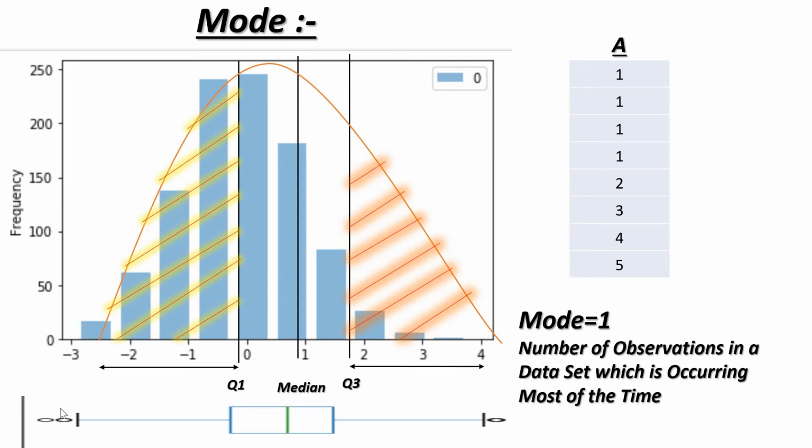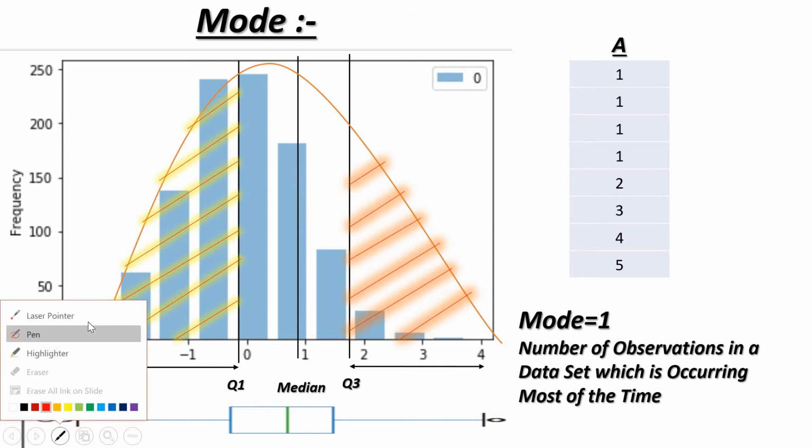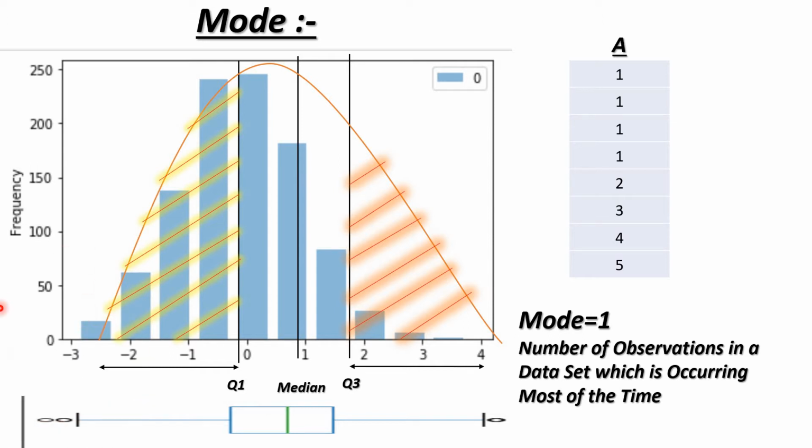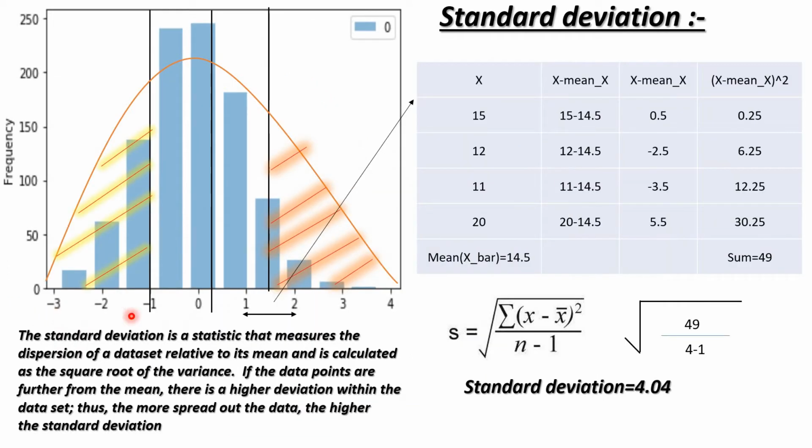Till this point we have covered in the last tutorial, right? Now we'll see some more methods or some more functions in the statistics. So this is the standard deviation. What does this standard deviation tell us? You can see here the standard deviation is a statistic that measures the dispersion of a data set relative to its mean and is calculated as the square root of the variance, right?